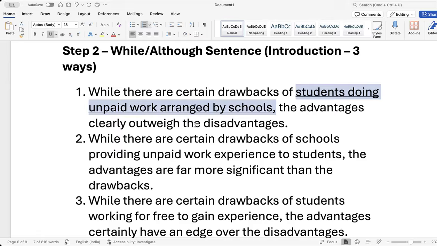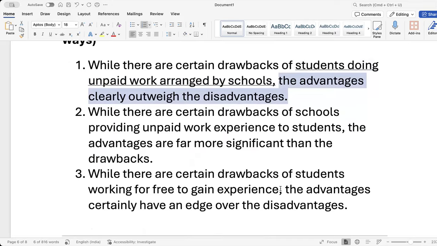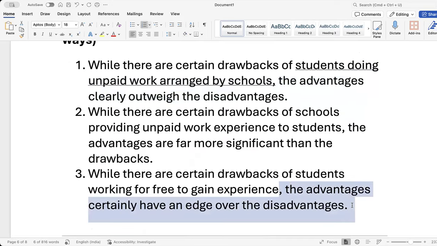The advantages clearly outweigh the disadvantages, and then you write the opinion. Advantages clearly outweigh the disadvantages. Again, a little bit of paraphrasing: while there are certain drawbacks of schools providing unpaid work experience to students, the advantages are far more significant than the drawbacks. Another way of saying this, the advantages clearly outweigh the disadvantages. The advantages are far more significant than the drawbacks. Another way, the advantages certainly have an edge over the disadvantages.